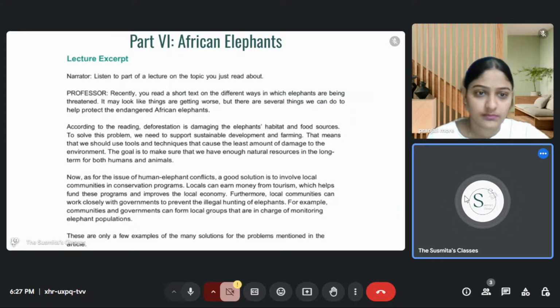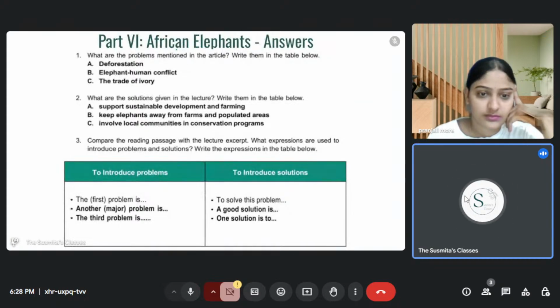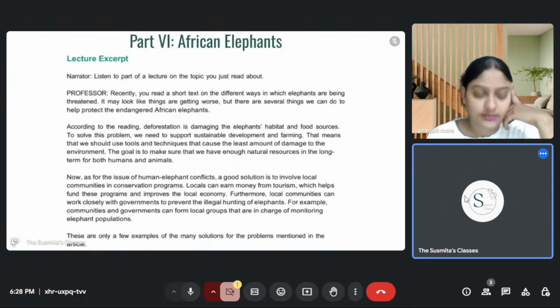Now, he is giving a solution for the second issue over here, that is human elephant conflict. The solution is to involve local communities in conservation programs. Locals can earn money from tourism, which helps fund these programs. Furthermore, local communities can work closely. Okay, that is what he has mentioned over here. Clear? Okay, that was the only part. Understood?